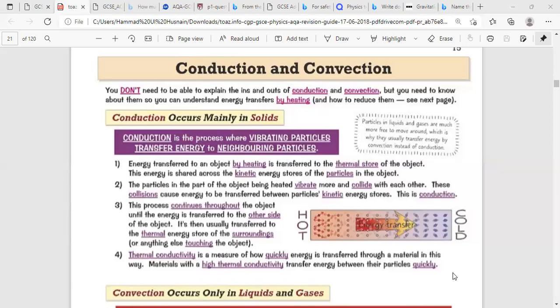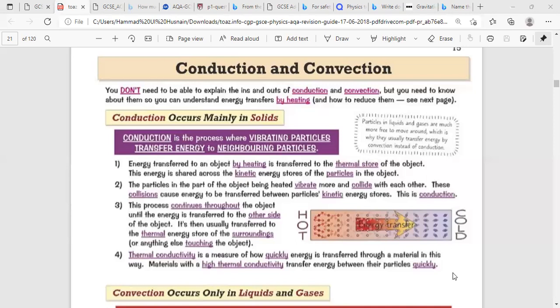Is conduction only in solids? Yes, conduction happens only in solids, while convection cannot happen in solids. Rather, it happens only in gases and liquids, right? Okay. I have told you that in solids, the particles or atoms vibrate. So how is the energy transferred from one part of a solid to another part of the solid?